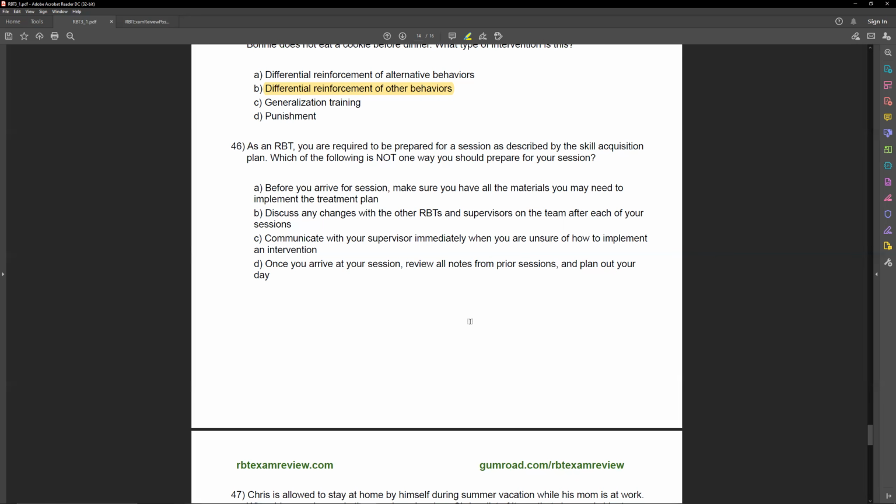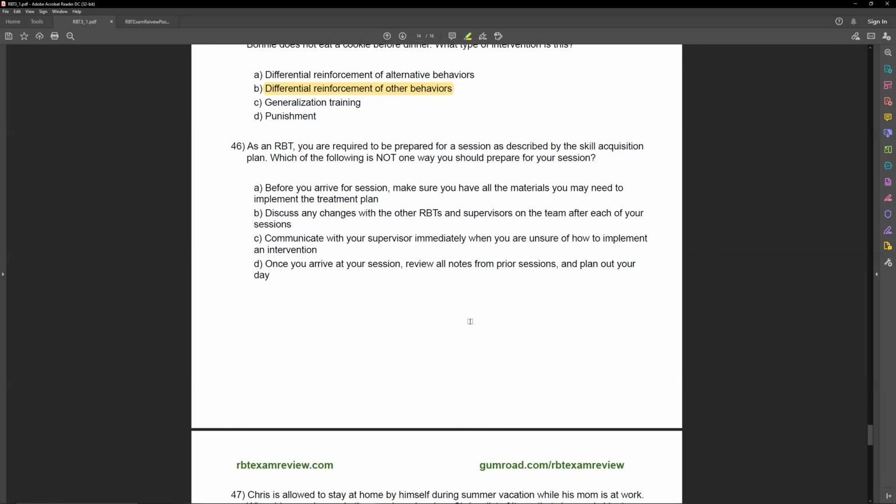The issue with D is you shouldn't prepare once you arrive at session. You shouldn't take 20 minutes during session to be prepared, because you're wasting time. You're wasting the client's time. You're wasting the client's parents' time. Once you get to session, you should already be ready to go. You should have reviewed the notes. Your day should be planned.